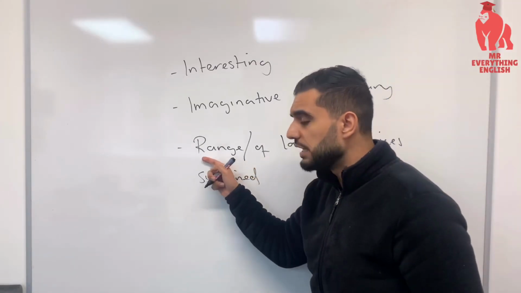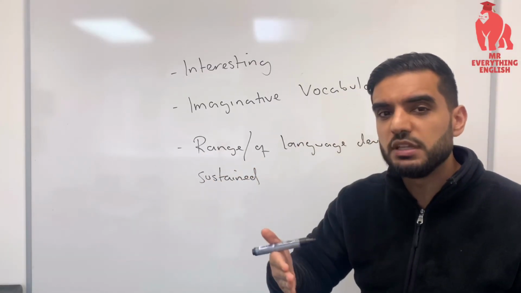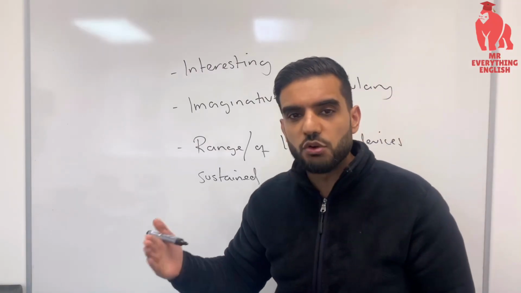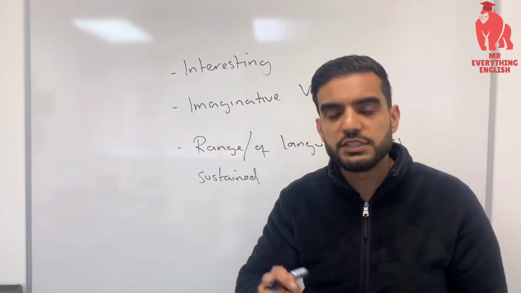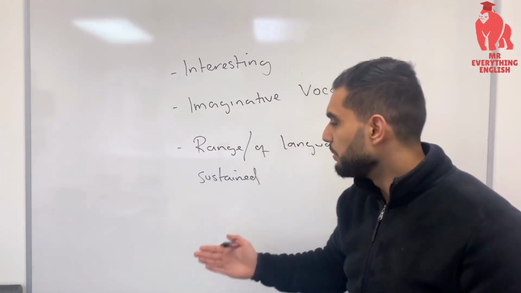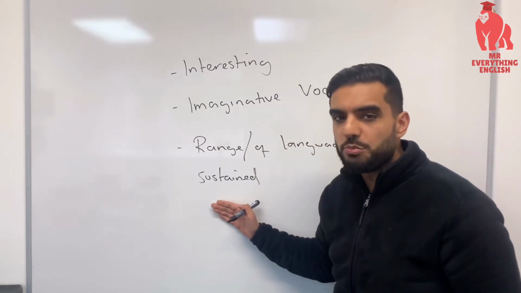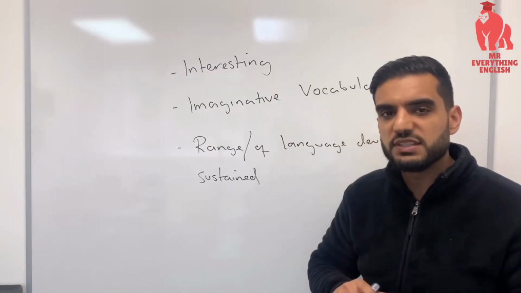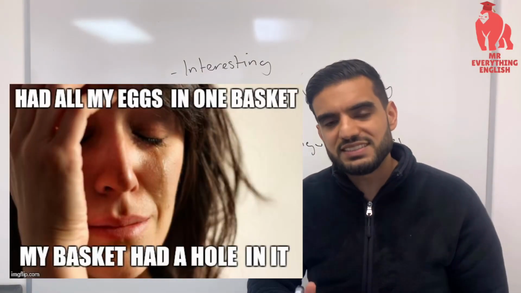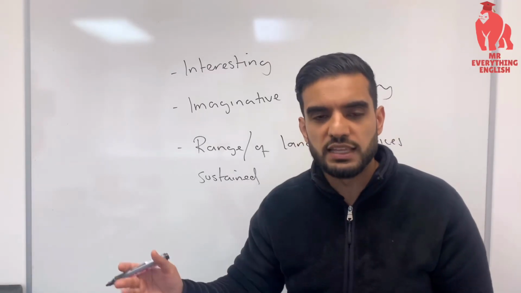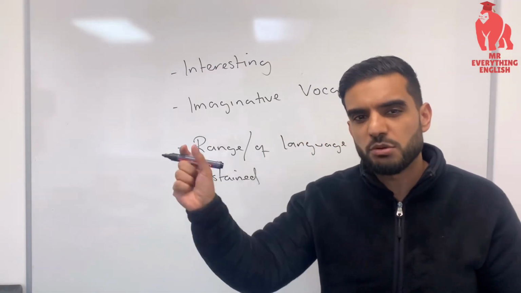Now a range means that you can't keep using similes over and over again to get the top answer. You must have different language devices for different paragraphs. Number 2, sustained. There's no point in writing 1 paragraph that's fantastic and 4 paragraphs that are rubbish. You must have consistency throughout your entire essay, especially if you're aiming for that top band.